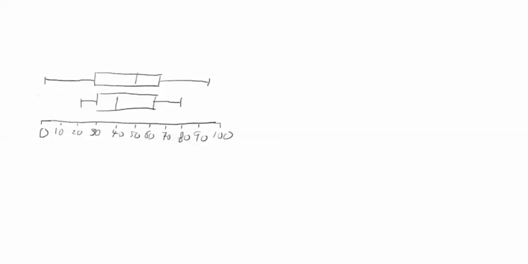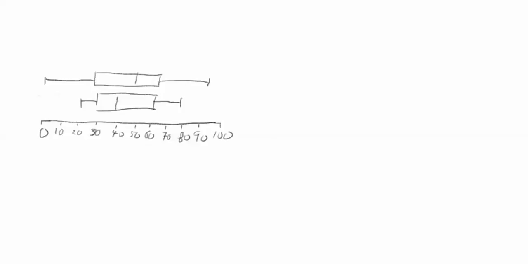You've got the maximum and minimum at the ends of the whiskers. You've got the median as the line in the middle of the box, and the ends of the box are the quartiles, which give the interquartile range. So 25% of the data lies between the end of the whisker and the first line of the box. The next 25% is from the first line of the box to the median line, the next 25% from the median to the end of the box, and the final 25% from the end of the box to the end of the whisker.